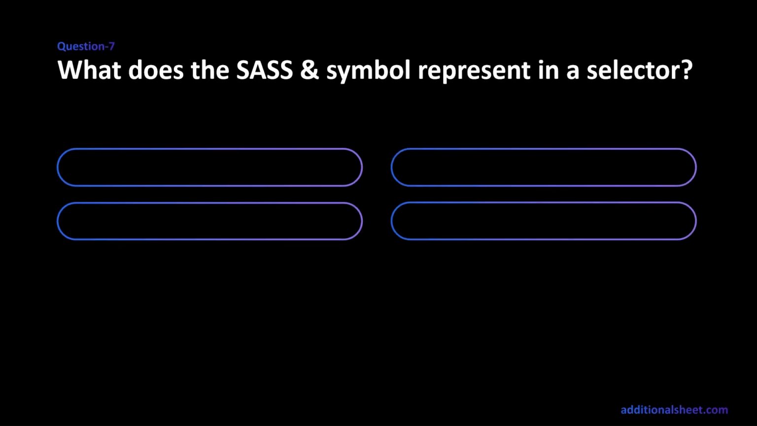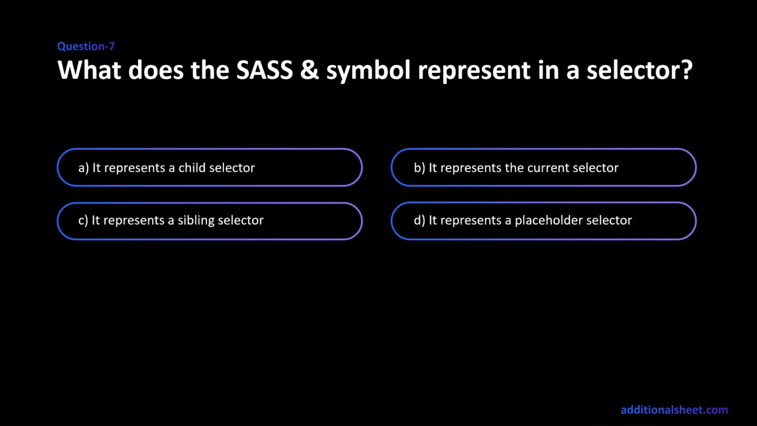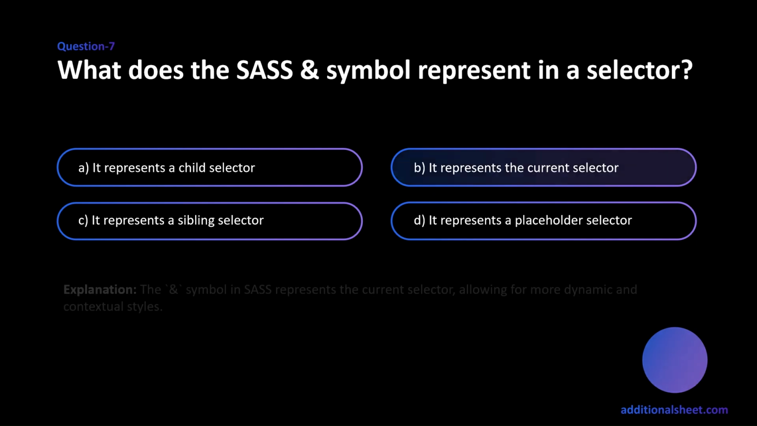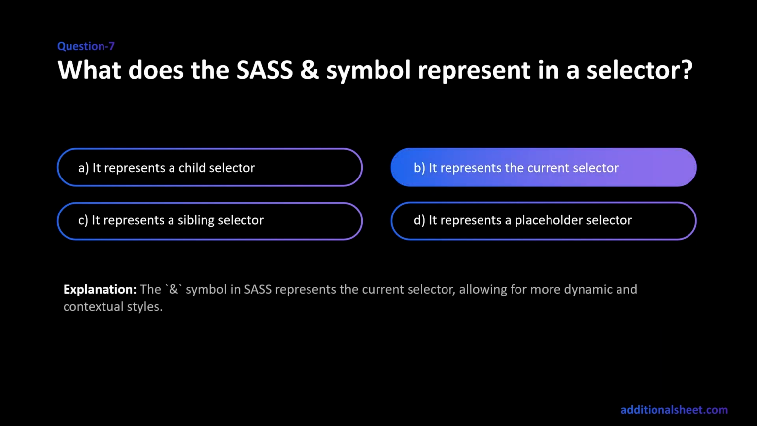Q7. What does the SASS & symbol represent in a selector? Options are A. It represents a child selector. B. It represents the current selector. C. It represents a sibling selector. D. It represents a placeholder selector. Correct answer is option B. The & symbol in SASS represents the current selector, allowing for more dynamic and contextual styles.